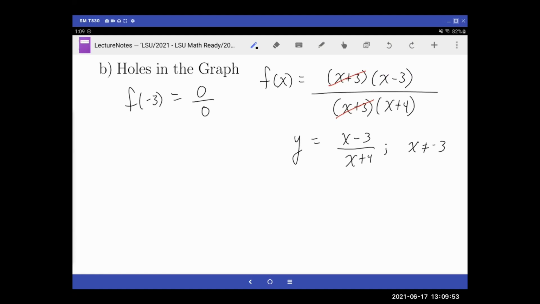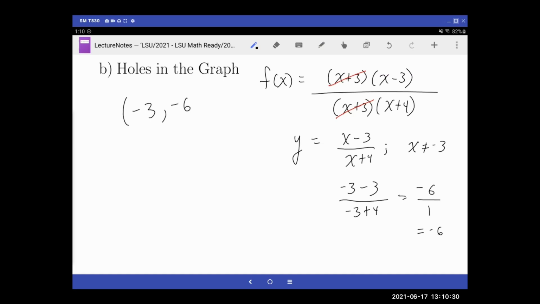Okay, so back to the graph. We're going to work with this one's graph because that one is something that we can make sense out of. If I plug in -3, I get 0 over 0 for here, which is where the hole in the graph is going to be located. So to figure that out, let me plug in -3 into the simplified version. Okay, we know that something's going on at -3. We get -6 over 1, so -6. So at -3, -6, there's a hole in the graph.